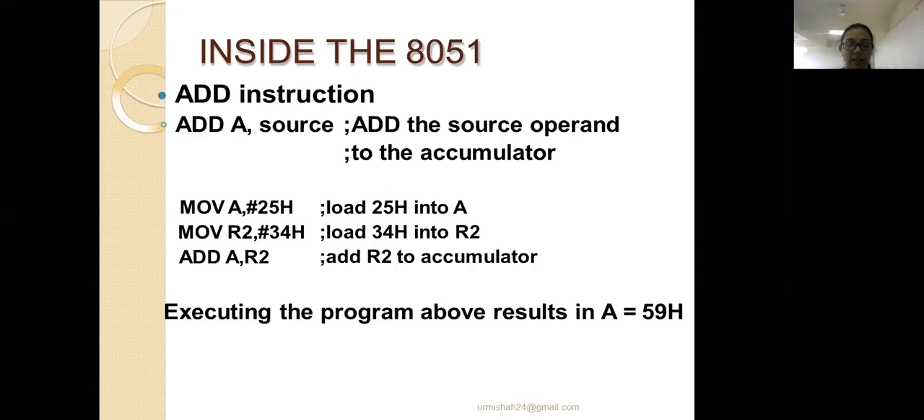So here initially the A register had the data 25H and the R2 register had the data 34H. After performing the addition operation, A plus R2, the final output 25 plus 34 will be 59H. It will be saved in the accumulator register. I hope this instruction is clear to you. Let's move ahead.